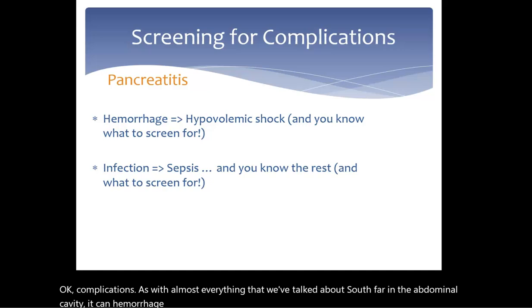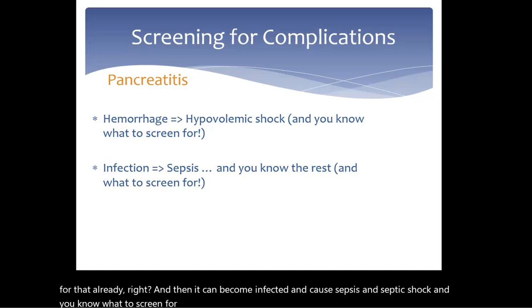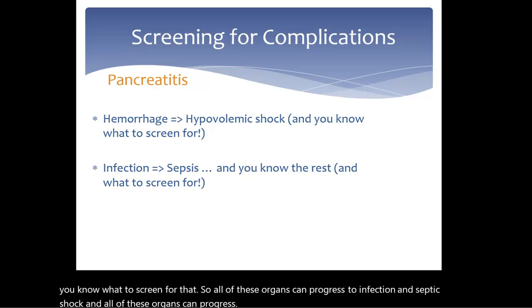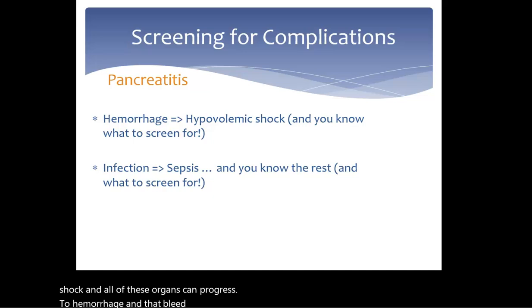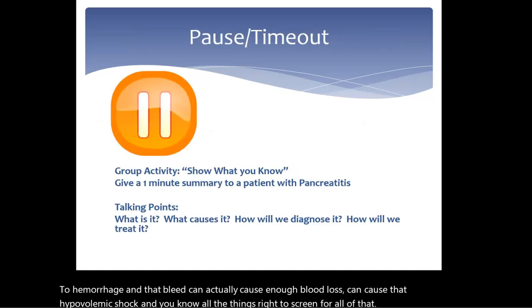Okay, complications. As with almost everything that we've talked about so far in the abdominal cavity, it can hemorrhage, which can lead to hemorrhagic shock. And you know what to screen for that already, right? And then it can become infected and cause sepsis and septic shock. And you know what to screen for that. So all of these organs can progress to infection and septic shock. And all of these organs can progress to hemorrhage. And that bleed can actually cause enough blood loss to cause hypovolemic shock. And you know all the things, right, to screen for all of that.